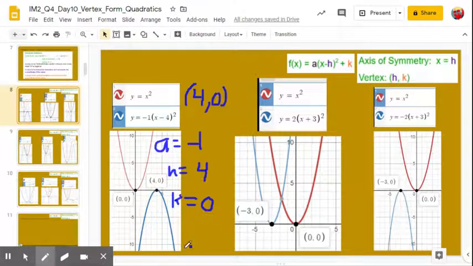And it has no stretch or compression. It actually has the exact same curvature, if you will, as the original parent graph, except that it opens down. So on the parent graph, you go over 1, it goes up 1. You go over 2, it goes up 4. If you go over 3, it goes up 9. Well, same thing here. We go over 1, we go down 1. We go over 2, we go down 4. We go over 3, it goes down 9. Okay, so there's no stretch and no compression there.